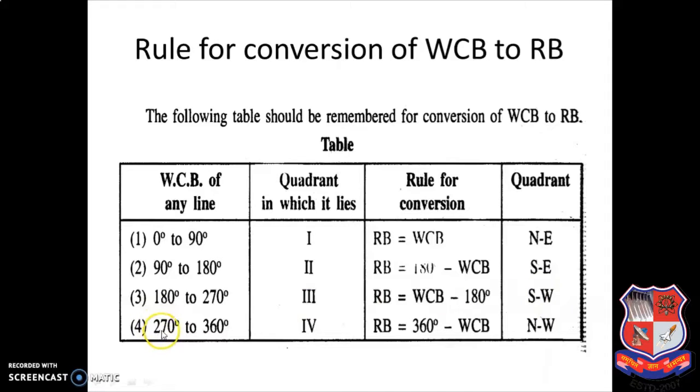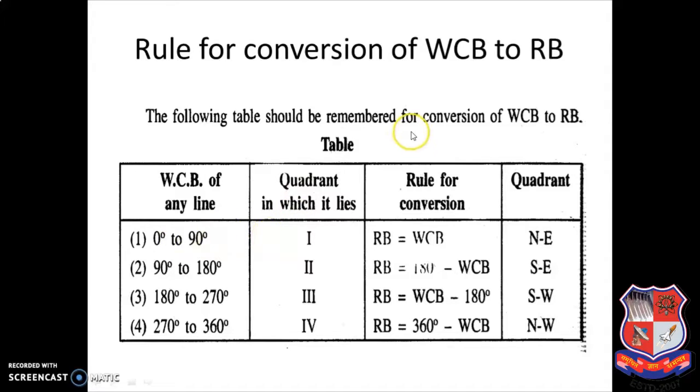In the same way, suppose WCB of any line lies between 270 and 360 degrees, which is our fourth quadrant. The rule for conversion is RB is equal to 360 minus WCB. Quadrant is northwest. So this is a very simple table. I will give you the trick also for how to remember this simple table, so no need to worry.